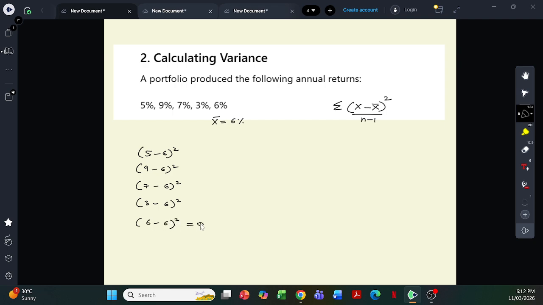Okay, this is 0. This is 3 square, which is 9. This is 1. This is 9. This is 1. So that's 20, right? The summation of these is 20. We're going to divide the 20 by n minus 1. So we have n as 5. So we divide by n minus 1, which is 4. So the answer here would be 5. Sample variance is going to be 5%. Okay, this is how we calculate the variance.